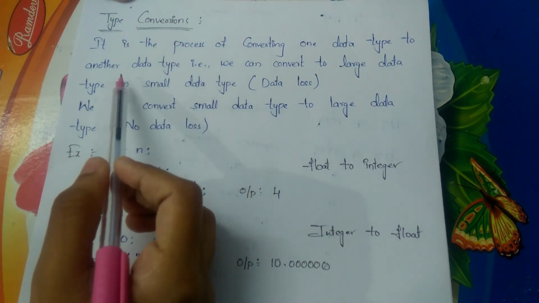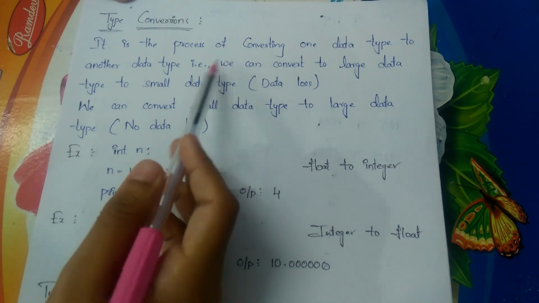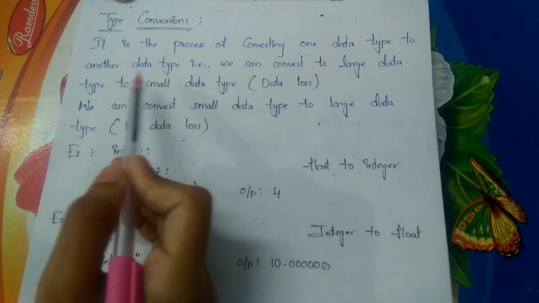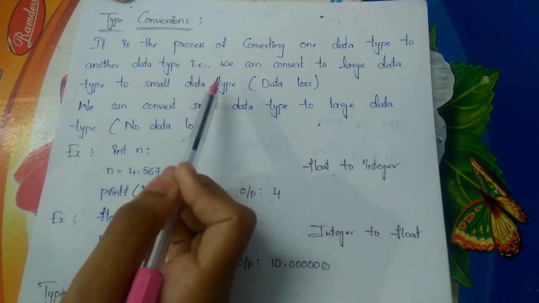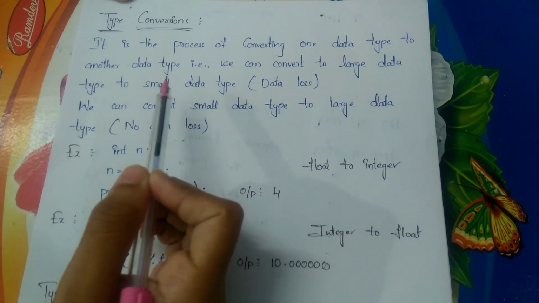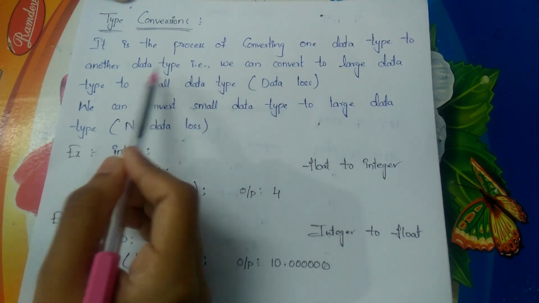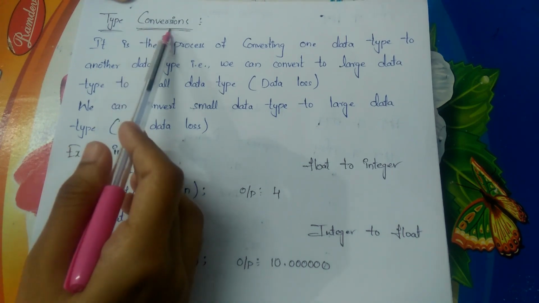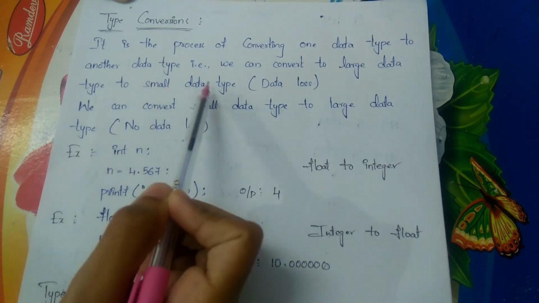We have data types like integer, float, character, etc. For example, converting one data type to another means converting float to integer, or integer to float, or integer to character, character to integer, etc. This process of converting one data type to another is what we call type conversion. We can also convert from a large data type to a small data type.